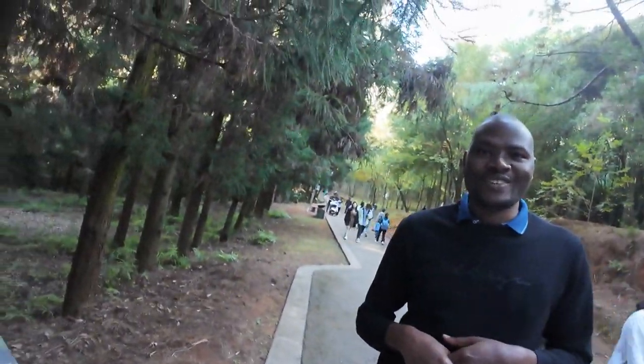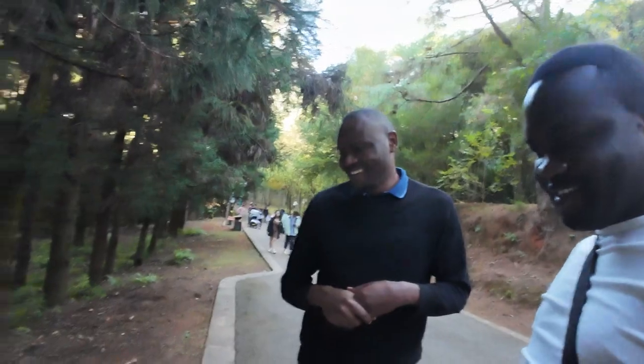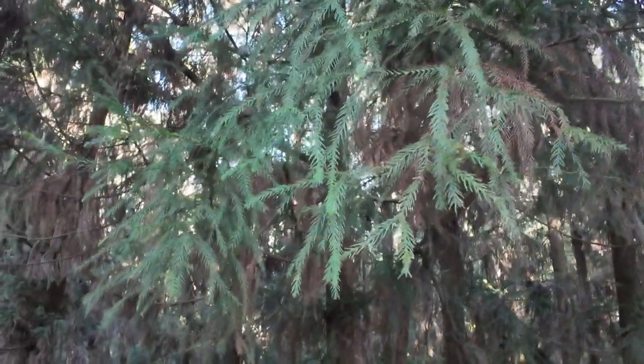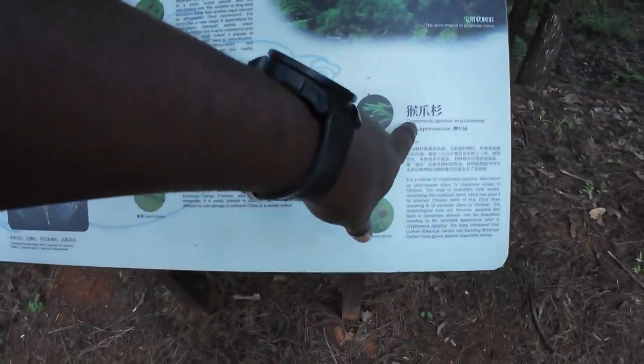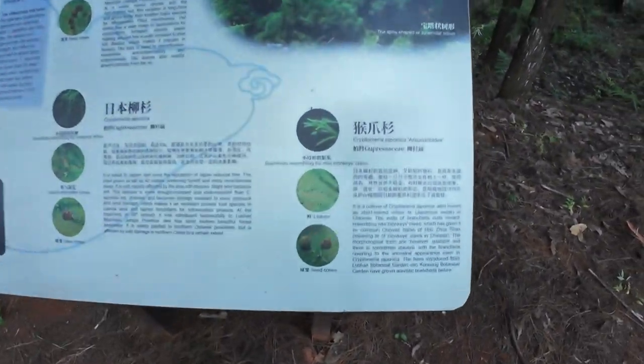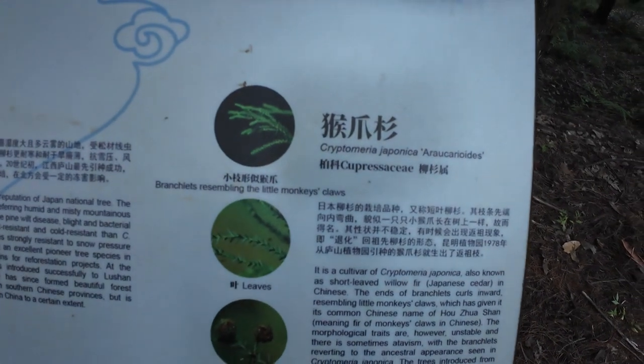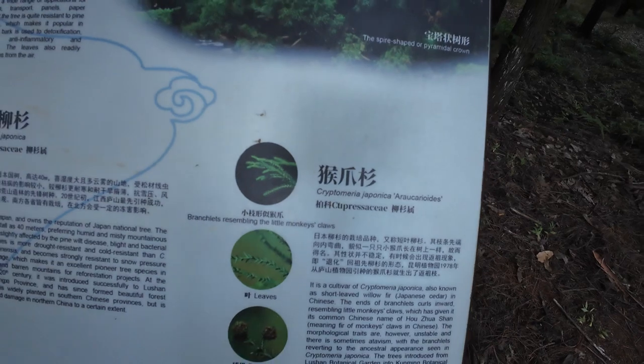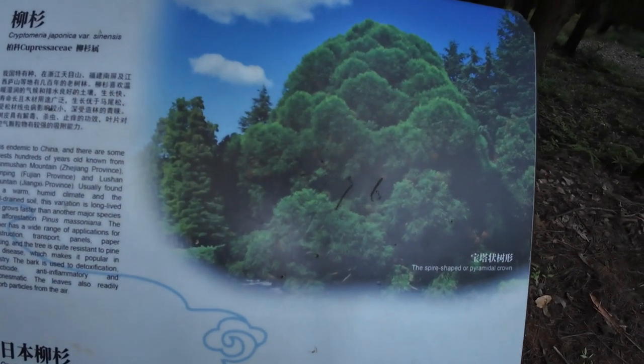Kind of whistling or such. Whistling, yeah. It's almost like cypress, but it's whistling. Is it a cypress? Cryptomeria japonica. Japonica. Oh, this one is a cultivar.